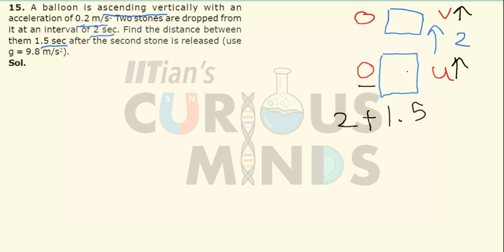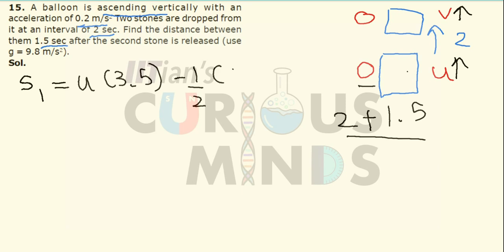So now let us calculate the displacement of the first stone. We will use the formula s equal to ut plus half at square. So s1 will be equal to u into t, where t is equal to 2 plus 1.5, which is 3.5, so 3.5u, minus half g t square, which is minus half into 9.8 into 3.5 the whole square. Let this be the first equation, and let it be as it is. This is the equation for the first stone.